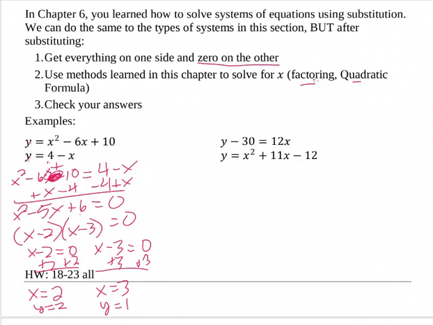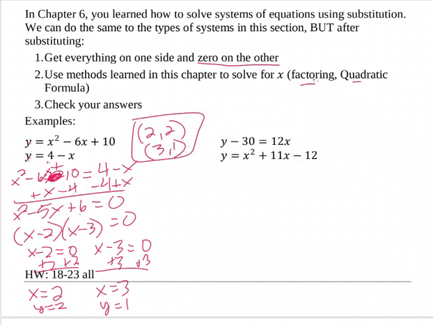Now we could have used the top equation as well, and we will get the same thing. But it just takes longer. It's a more difficult problem. So that's why we use the bottom equation. So now we just formalize the answer as ordered pairs, and we'll be done. We have (2, 2) and (3, 1), and we're done.